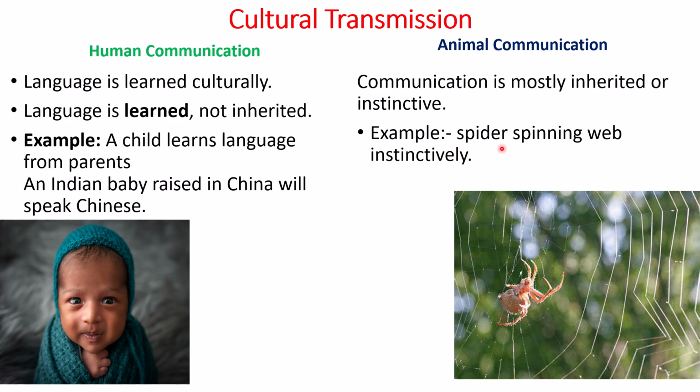For example, a spider spins its web instinctively. It has the skill of spinning a web. It's instinctive.